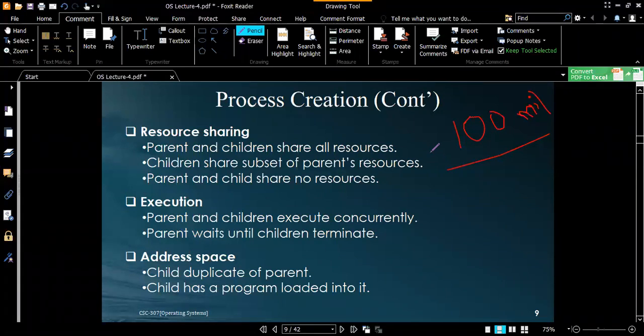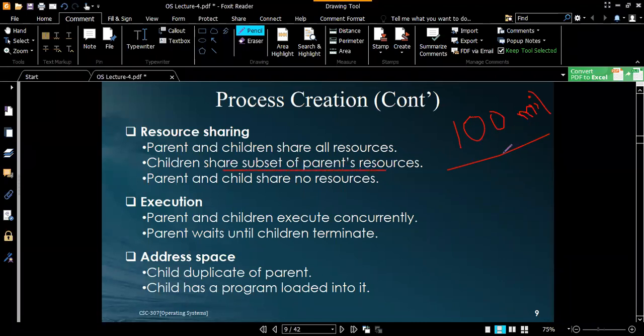Or in the case of a computer, the resources can be CPU time, memory addresses, input output devices, and so on. The second one: children share a subset of the parent's resources.